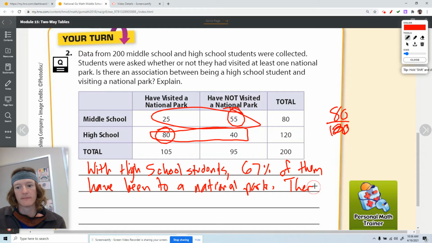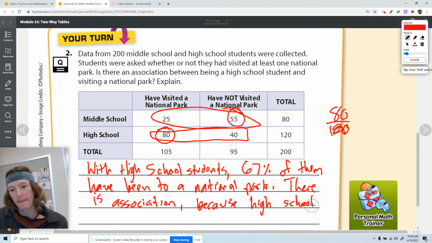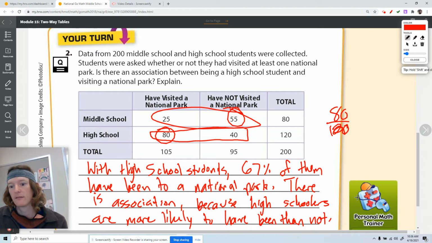So 67% of them have been to a national park. So there is association. In fact, it's positive association. I should have said that because high schoolers are more likely to have been than not. All right. Let's get this one down. And let's go to the next page.